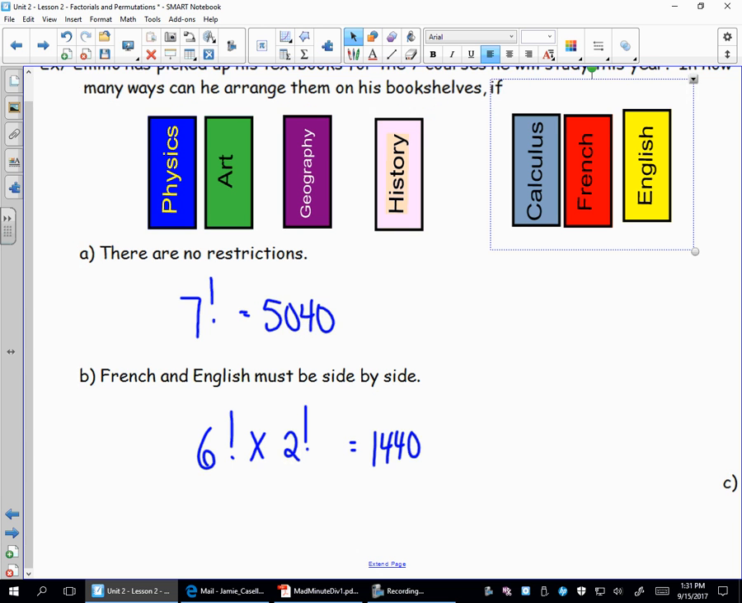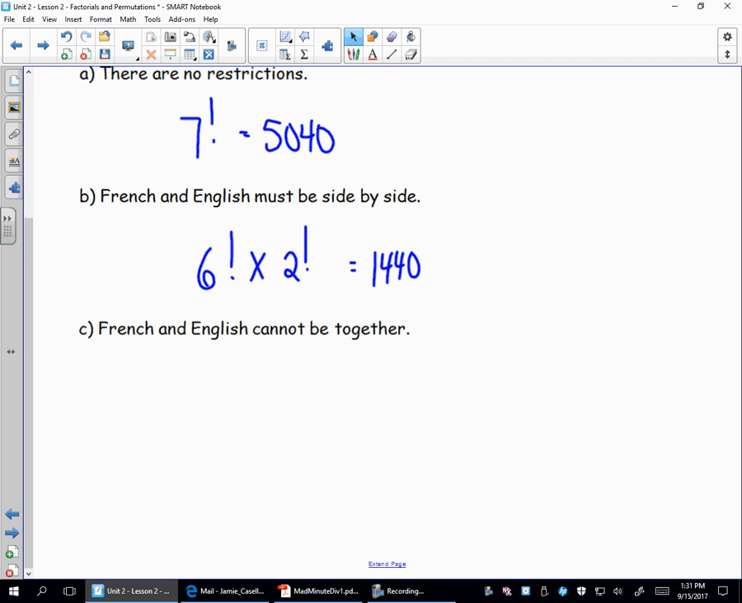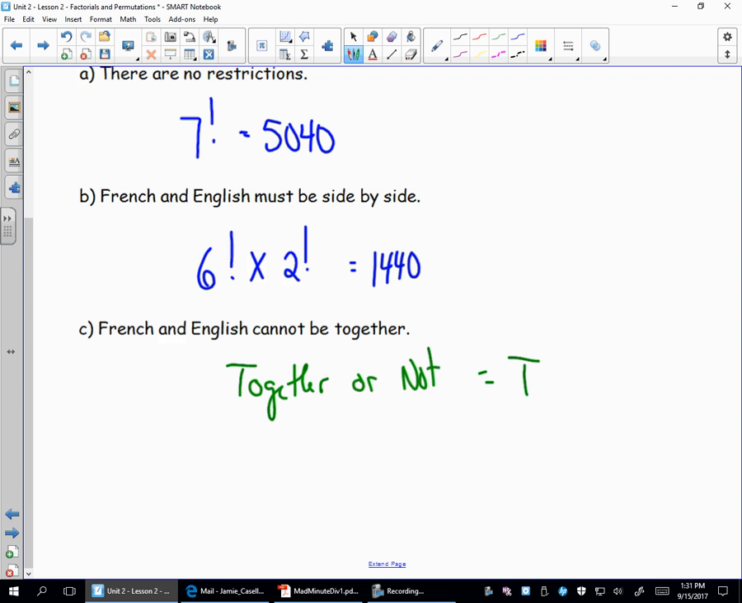All right, let's do part C. Same question, still continuing. Part C. French and English cannot be together. Okay. Well, we figured out the ways they are together. It's actually really easy to figure out the ways they're not together, because those are complementary events. They're either together or not. Well, that's all the different ways. In other words, that's our total. Right? There's no choices, either together or not.